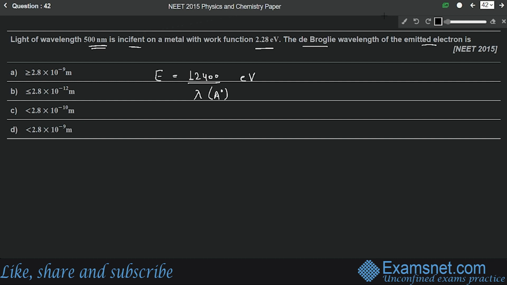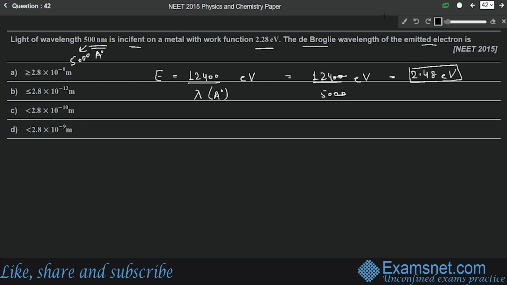So these are some of the formulas that you have to remember. 12,400 divided by the wavelength in terms of angstrom. So the wavelength is given as 500 nanometer, so it can be written as 5,000 angstrom. Okay, so let's put this value here, 12,400 divided by 5,000 angstrom, and the unit will be electron volt. So if you solve it, you'll get 2.48 electron volt. This is the energy of the incident ray.